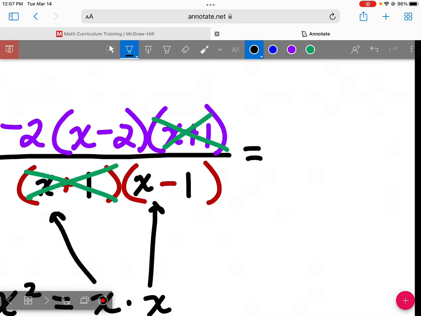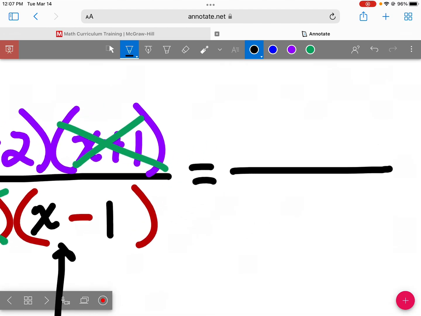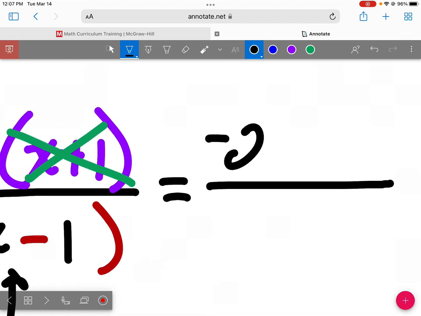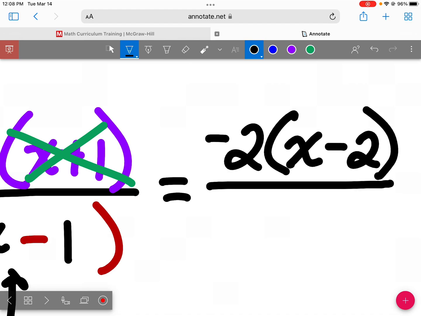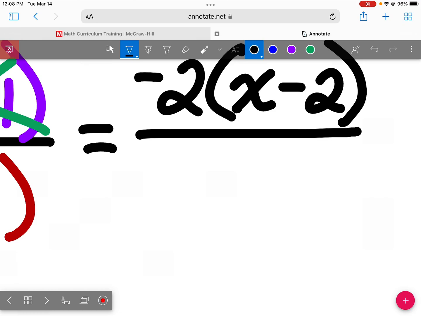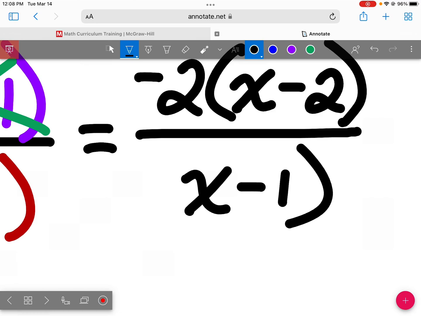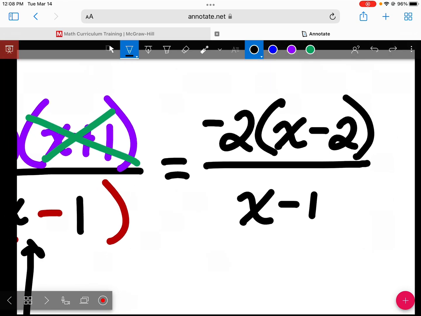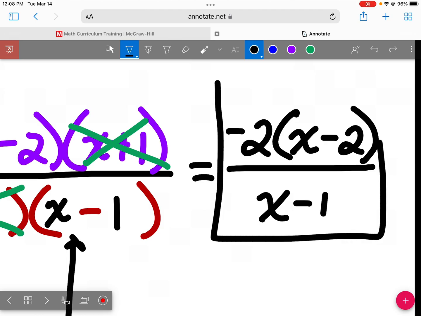So fully simplified, what do I have on top? Negative 2, x minus 2. Do you have to have the parentheses around the top? Unless you distribute that negative 2, you have to have the parentheses in the top. What do I have on the bottom? X minus 1. Do I have to have the parentheses around the bottom? No. Can you put them there if you want to? Yeah. They have to be in the top. They do not have to be in the bottom.